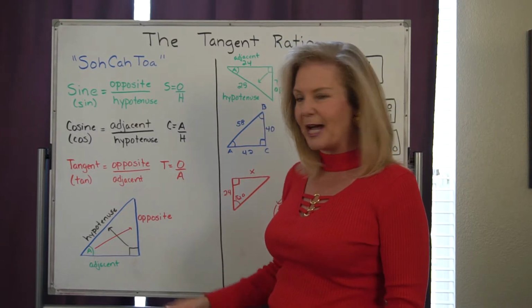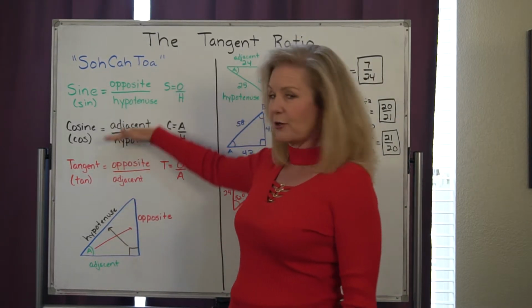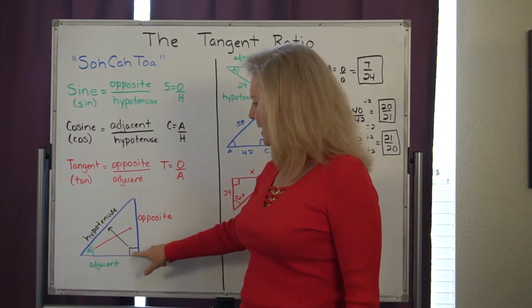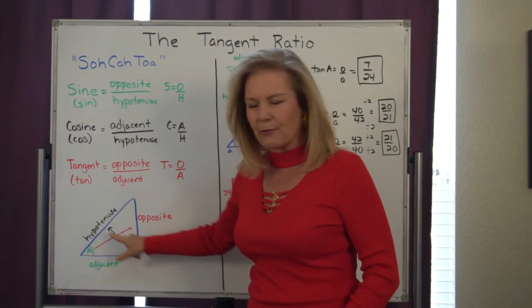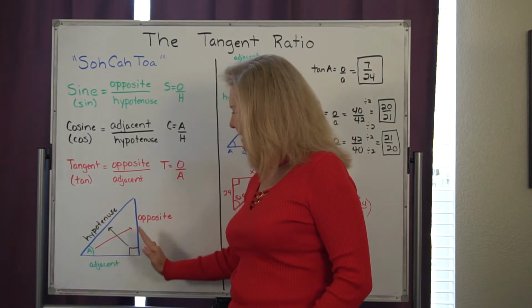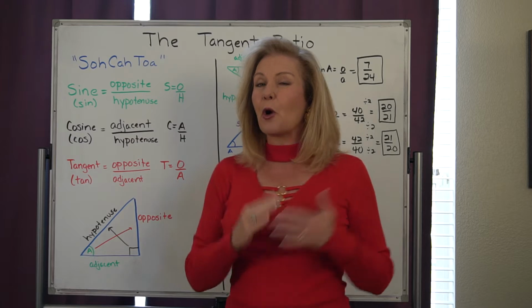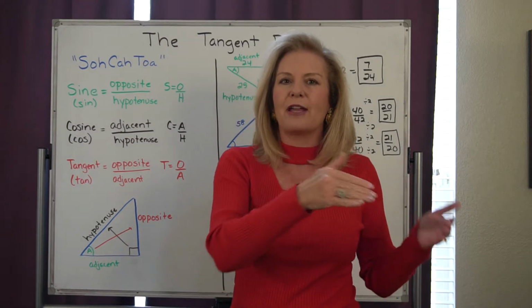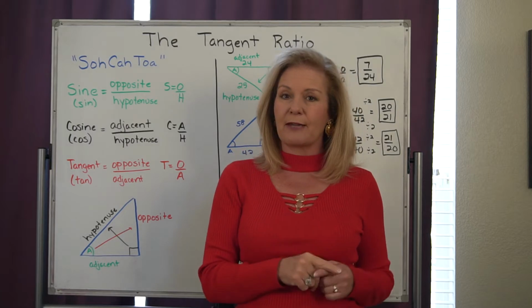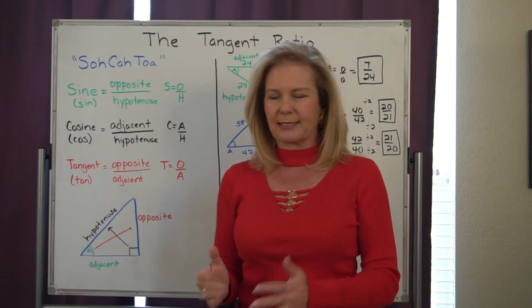So if we think about a right triangle, and sine, cosine, and tangent can only be used with right triangles, we know that directly across from that right angle, that's our hypotenuse. Now, our adjacent and our opposite, we can only determine based off the angle, because remember, we use sine, cosine, and tangent when we're given one angle and one side length.